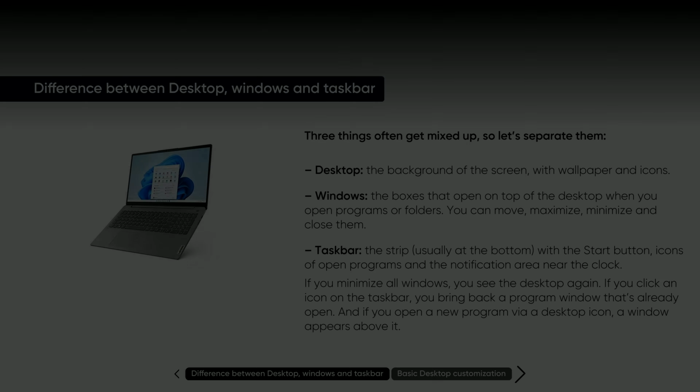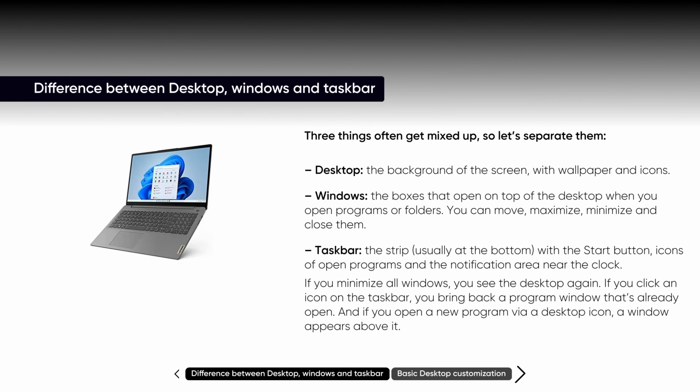Difference between desktop, Windows, and taskbar. Three things often get mixed up, so let's separate them. Desktop, the background of the screen, with wallpaper and icons. Windows, the boxes that open on top of the desktop when you open programs or folders. You can move, maximize, minimize, and close them.